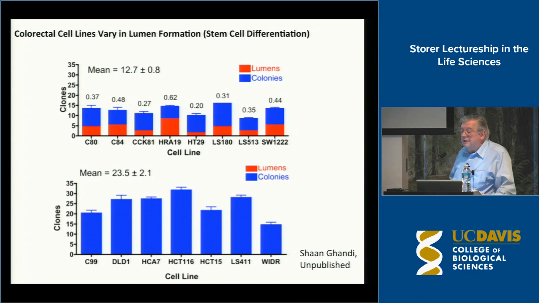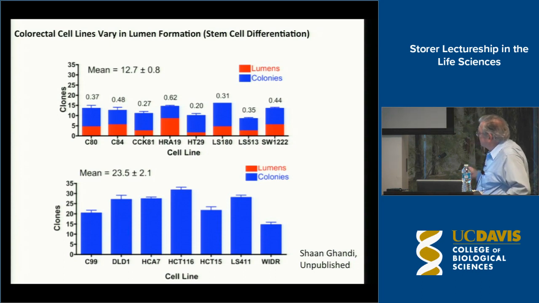If we take the ability to form lumens as a measure of the ability of a cell line to do some differentiation, you can show that different cell lines vary considerably in this ability. And Sean Gandhi, another graduate student, did a survey of a range of our cell lines, and you could classify them fairly easily into those that form lumen structures and those that don't.